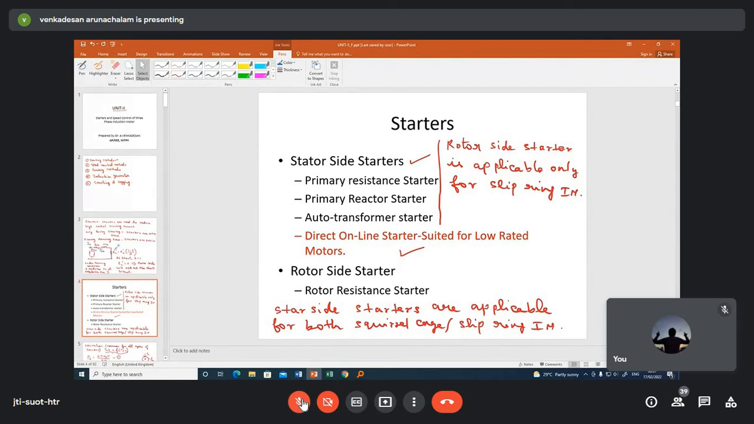Then coming to the rotor side starter, it is applicable only for slip ring induction motor. In the rotor side starter, you have only one type, called the rotor resistance starter. Stator side starters are applicable for both squirrel cage and slip ring induction motor, but the rotor side starter is applicable only for slip ring induction motor. And the direct online starter is suitable only for the low rated motor, with current less than 1 ampere. Right? Is that clear?